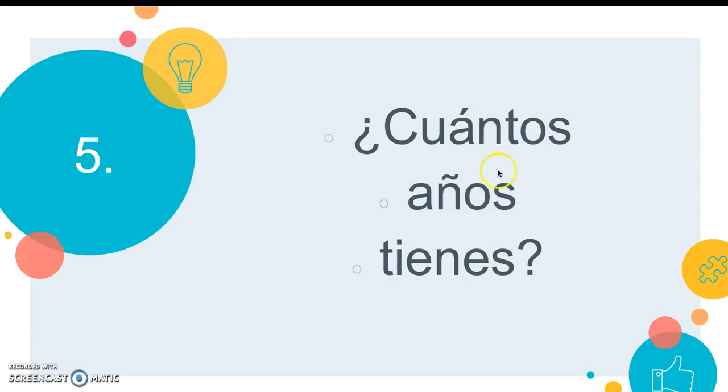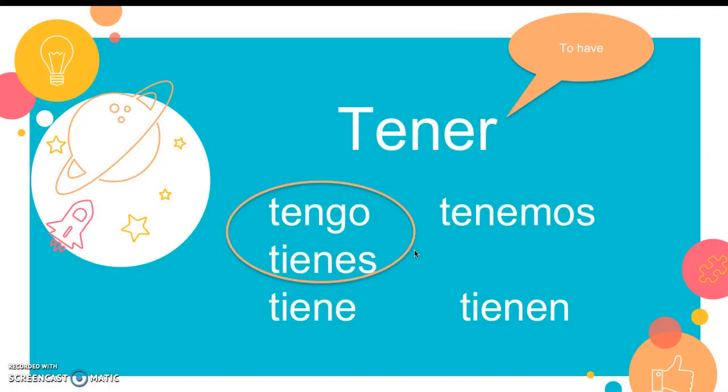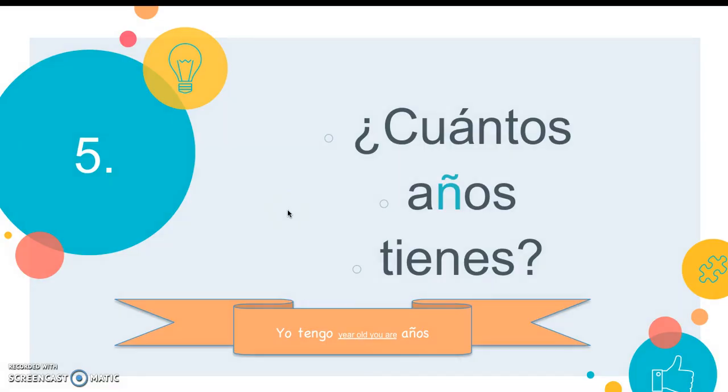Number 5, ¿cuántos años tienes? So this is asking, how many years do you have? AKA, how old are you? But this is how it works. It's using tener again, so I've got to make sure I conjugate tener correctly. So if I say, ¿cuántos años tienes?, you're going to say, yo tengo. And then you just need to say how many years old you are. And then años. Be very careful and pronounce the ñ. Otherwise, you're saying a completely different word, and that's just awkward.